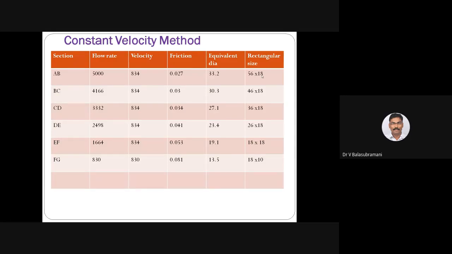If you have any query about the two methods, ask and I will clarify. Then I will move to the last one, the static regain method. That method is very lengthy and complicated. We can't complete the problem within 20 or 35 minutes. It consumes more time, but anyhow I will give the idea of the static regain method after clarifying your doubts.